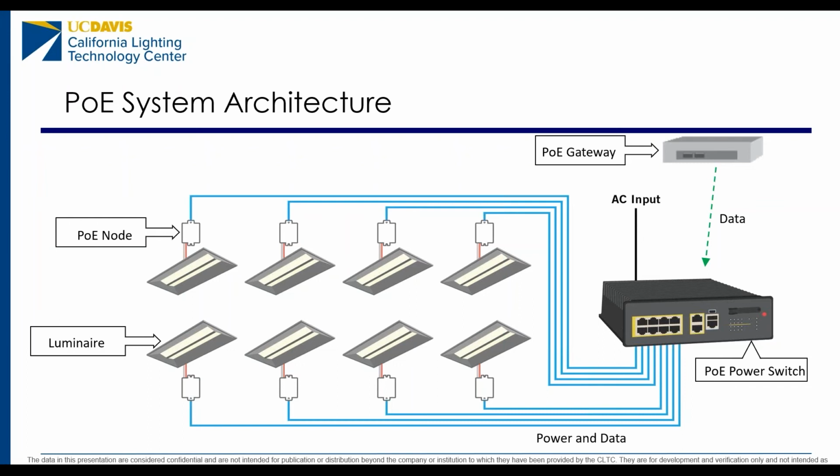So basically, a PoE architecture consists of 4 main components. First, you have a gateway computer that hosts the control software. It allows for programming and commissioning of the system, as well as providing a user interface for the system. Then you have your PoE switch, which acts as a power supply for the system, but also handles communication between the node and the gateway.